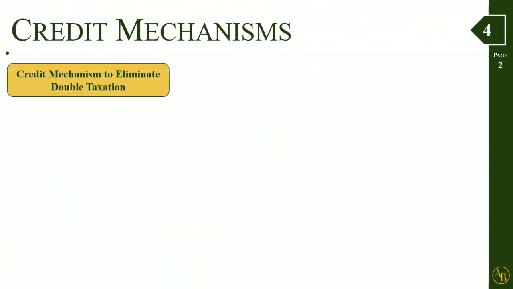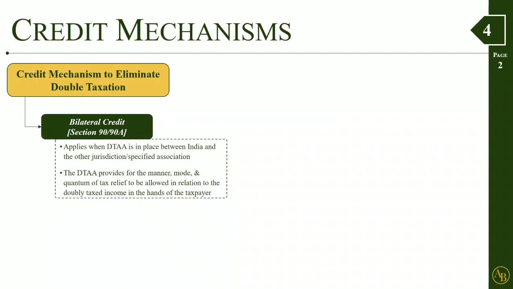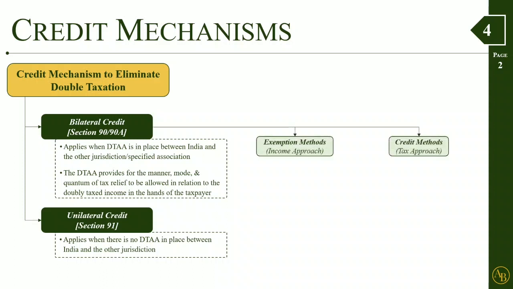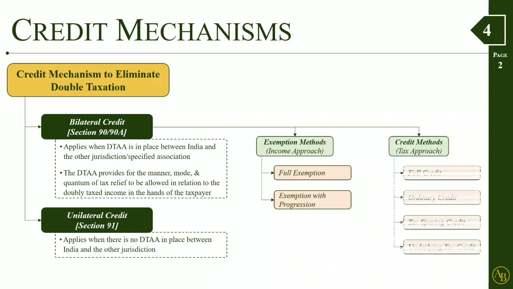So guys, this is the thing under credit mechanisms. There are two types of credit mechanisms, as you must have learned under part 1, which are bilateral tax credit and unilateral tax credit. Further, under bilateral tax credit, there are two mechanisms: one deals with the income approach, that is exemption methods, and the other is the tax approach, which are credit methods. Under part 1 we have also gone through full exemption and exemption with progression, and the illustration with regards to the same. Under credit methods, there are 4 different methods: full credit, ordinary credit, tax sparing credit and underlying tax credit.